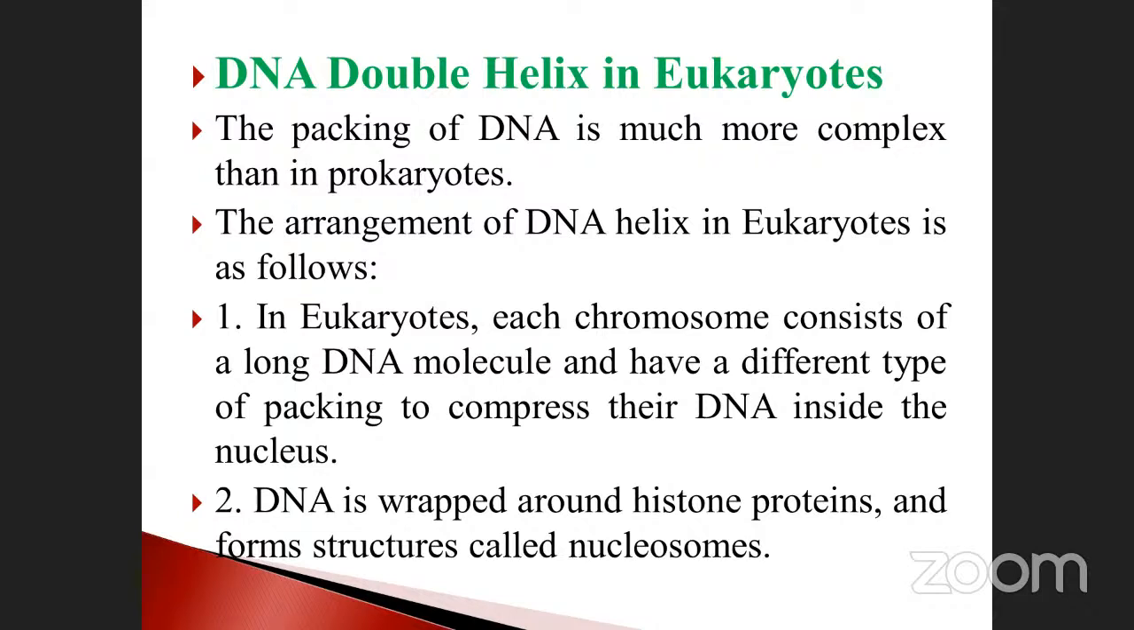In eukaryotes, each chromosome consists of a long DNA molecule, about 1.3 millimeter. This is a long nucleotide chain, and the number depends upon the length of the nucleotide. There are different types of packing to compress their DNA inside the nucleus. Just see what happened inside, so you can easily identify it.